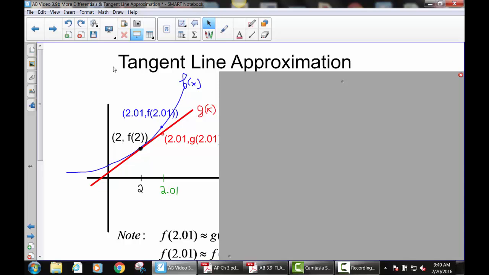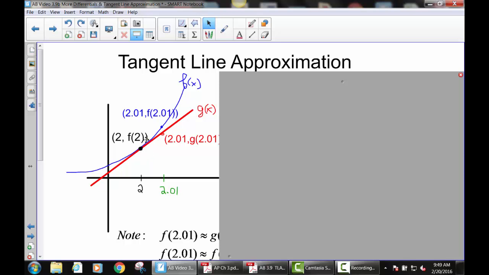Okay, totally last topic in Chapter 3, tangent line approximation. Looking at this graph, I have a blue graph here, f of x. I have a point on that blue graph, 2, f of 2. So my x is 2. Now I'm going to go a little bit to the right. Obviously, I've gone way further to the right than I should, but if I made it too close, you wouldn't be able to see what's happening that close. But the idea is that it is very close.